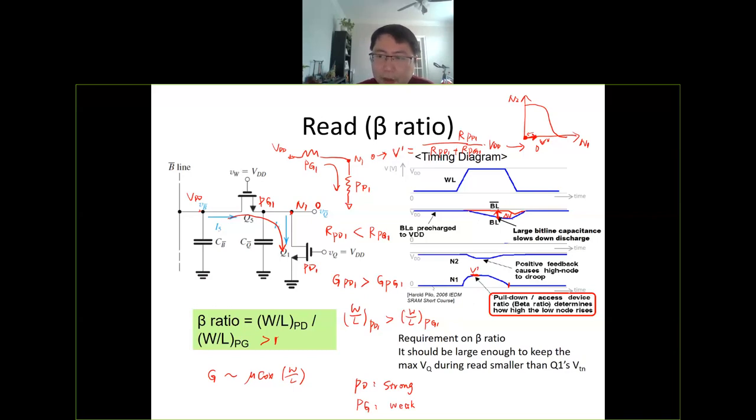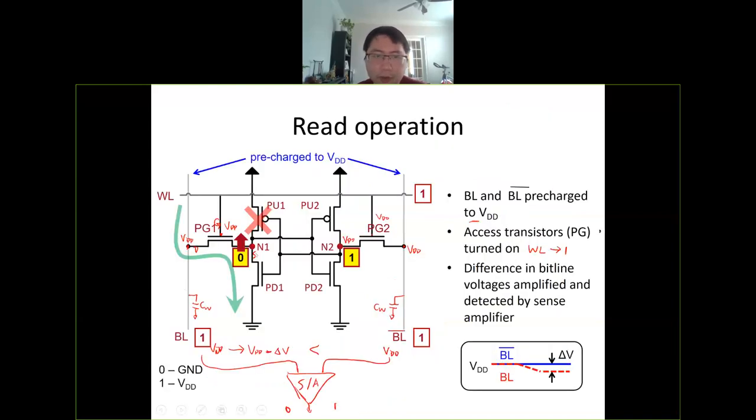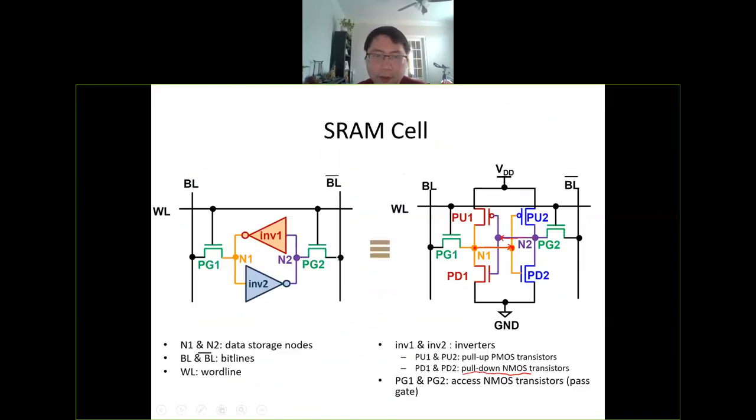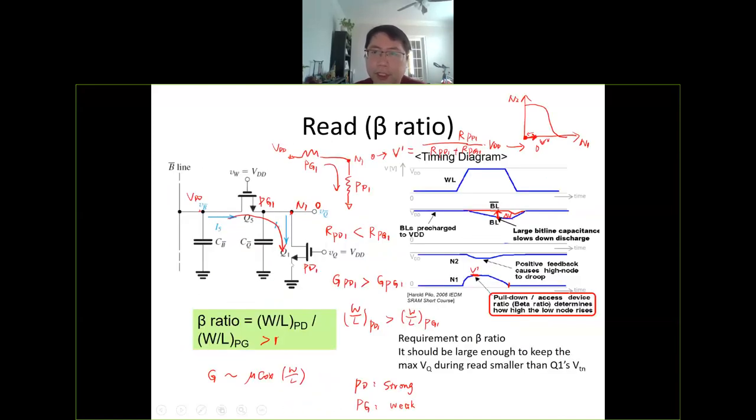Okay, I got another question. So what do N1 and N2 represent? N1 and N2 represent those two nodes, two storage nodes here. This inverter, these two nodes. And N1 and N2, here's the voltage. It's like a VTC, a voltage of N1 or voltage of N2. It's the input and output of those two inverters. They are cross-coupled.